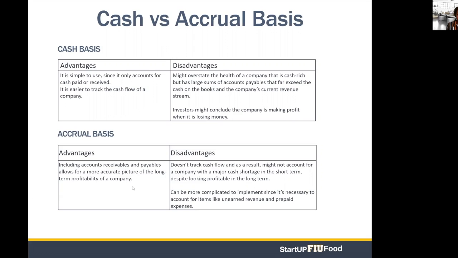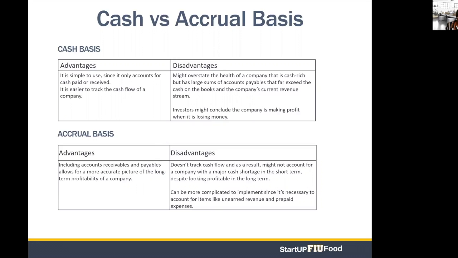But going to accrual basis, as we mentioned, some advantages include accounts receivable and payable allow for a more accurate picture of the long-term profitability of a company. For our participant that had the restaurants, this probably matters and makes a lot of sense, because with restaurants, I'm sure there are certain things that you have, some payables that you might have out for inventory and things of that nature. So accrual basis would be really helpful for that. Some disadvantages is obviously it doesn't track cash flow quite the same. And so as a result, it might not account for a company having a major cash shortage in the short term, despite looking profitable in the long term.